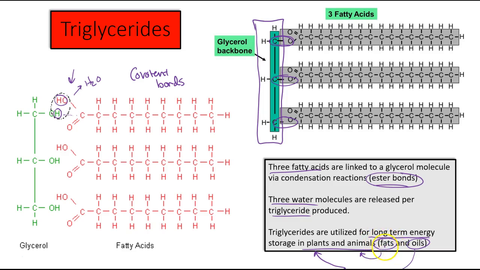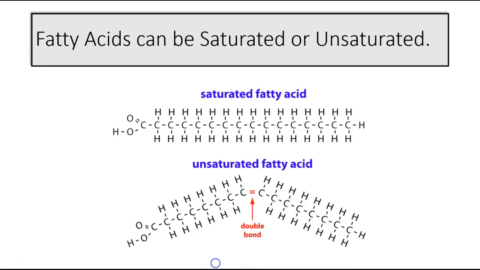So fats are triglycerides in animals, oils are triglycerides in plants, both of which have the exact same function and have the exact same structure. It just depends on the origin of the molecule. The triglyceride unsaturation level, which we'll get to later, depends on where it's derived from. So oils are going to be, for the most part, unsaturated, and fats are going to be, for the most part, saturated, which will make more sense in a minute.